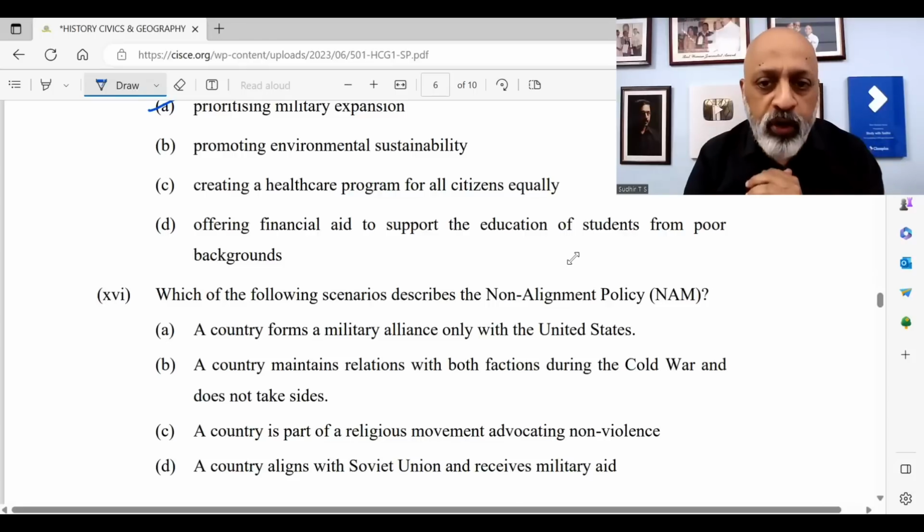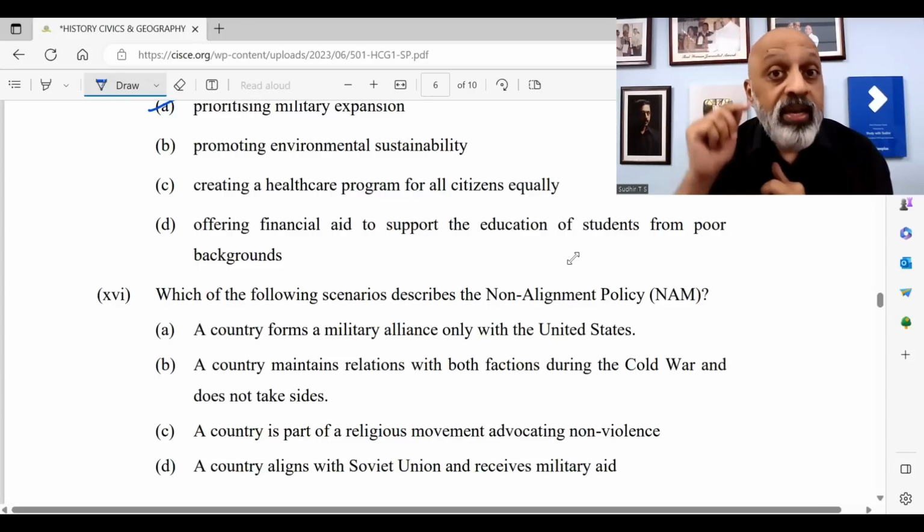With history civics, we'll do it for other subjects also. Which of the following scenarios describes the non-alignment policy? A country forms a military alliance only with the United States? No. A country maintains relations with both factions? Yes. But after saying yes, don't immediately take the mark. Please look at the other 2 options also.